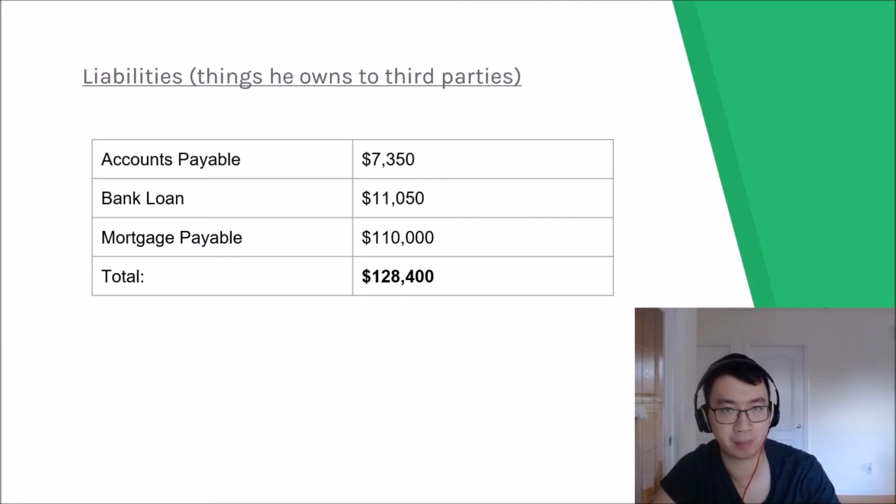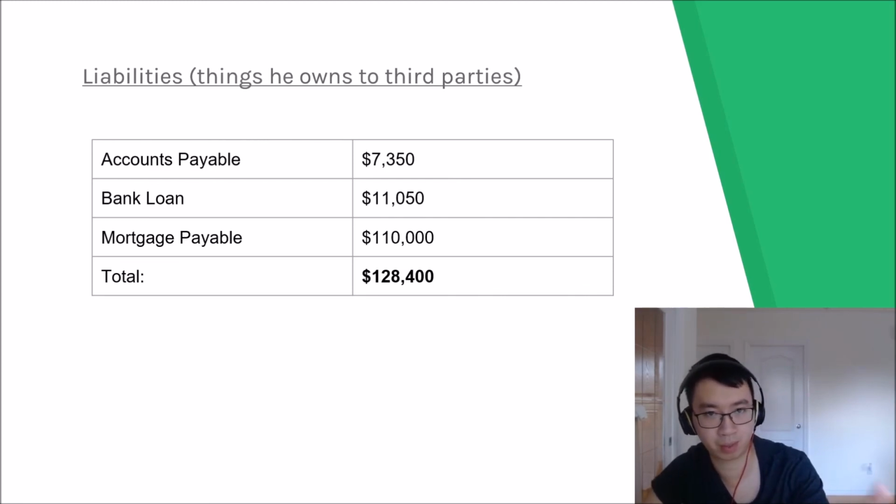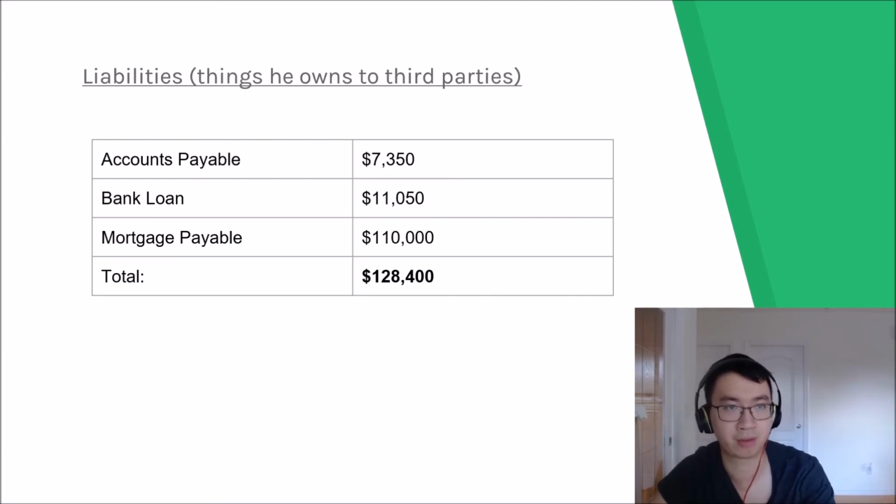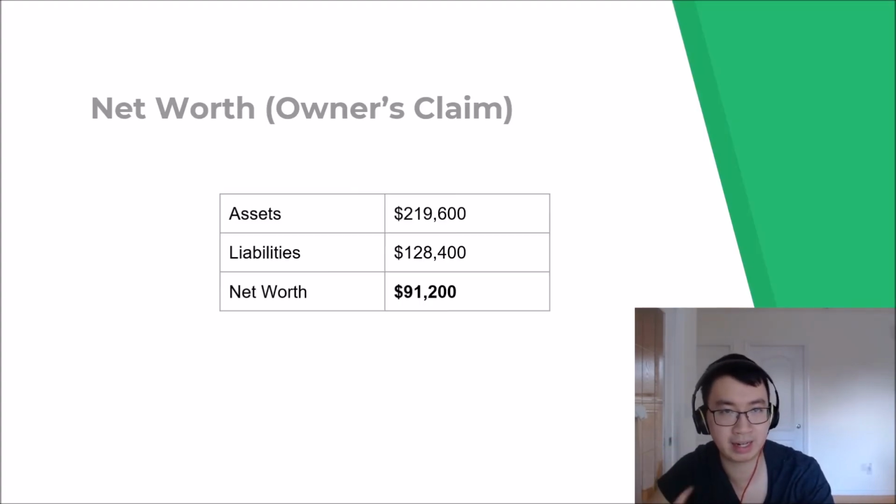There are also liabilities, things that he owes to third parties. So we have accounts payable, bank loan, and mortgage payable. Accounts payable, he probably borrowed some services. So for example, utilities, maybe a little bit of rent. So these are things that he owes to third parties, and these are the total liabilities. And now we can calculate the net worth, the owner's claim. We simply subtract the liabilities from the assets, and that is his owner's claim or net worth of the company.